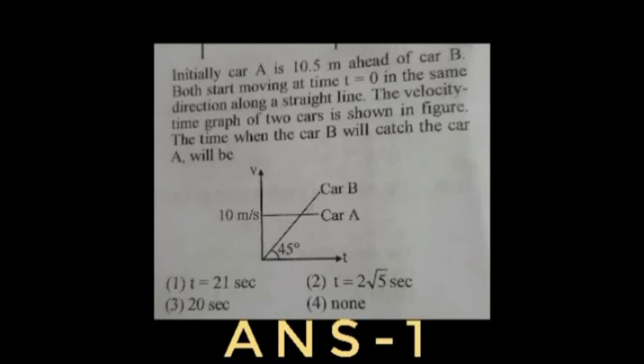Initially, car A is 10.5 meters ahead of B. Both start moving at t = 0 in the same direction along a straight line. The velocity-time graph of the two cars is shown in the figure. The time when B will catch car A will be? It's asking about the time when B will be able to catch A.